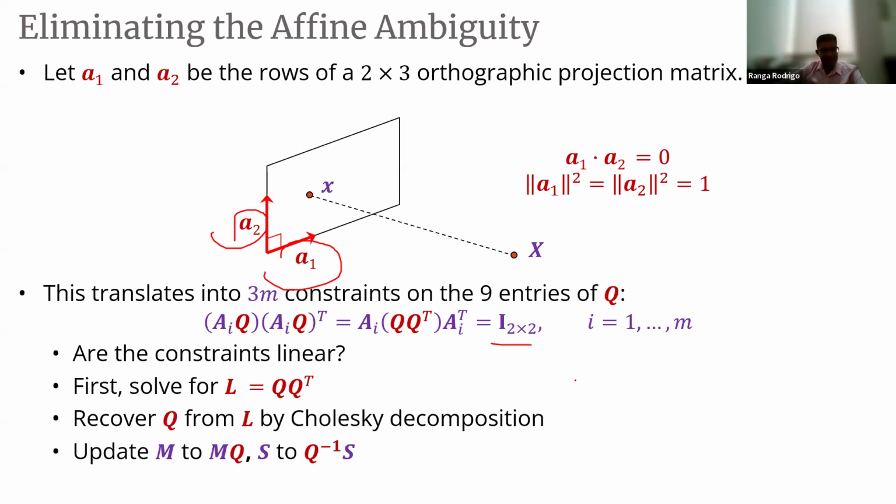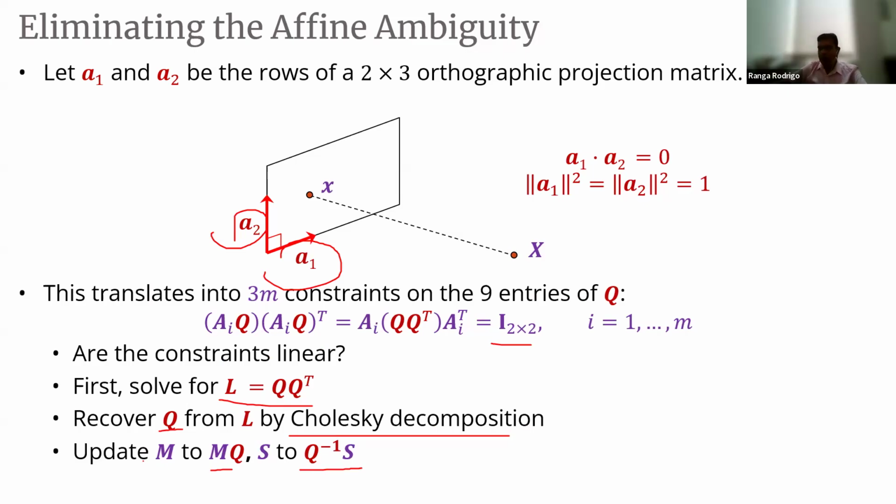Are the constraints linear? First, solve for L. I didn't think about it. I will not answer that. Solve for L. Then recover Q from the Cholesky decomposition and update M to MQ, S to Q inverse S.